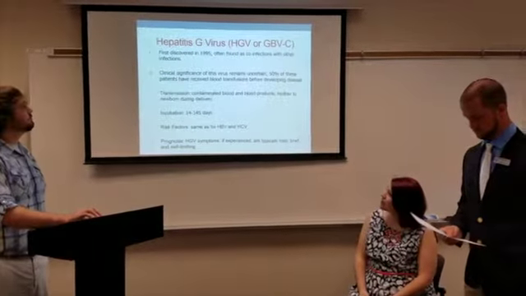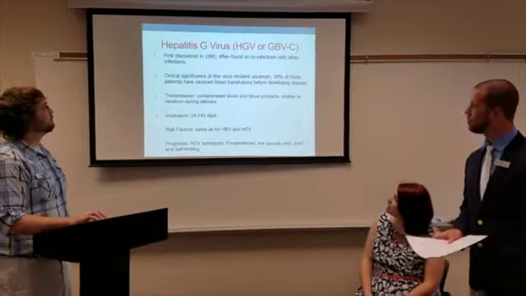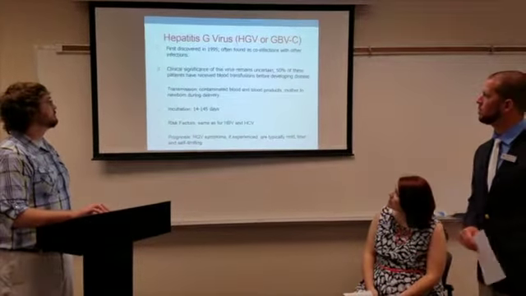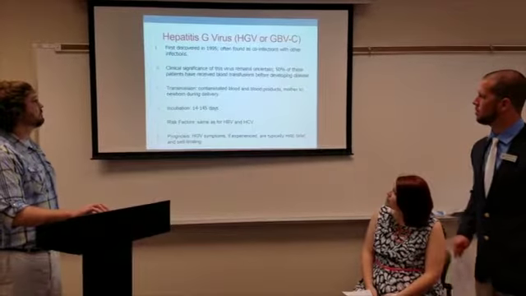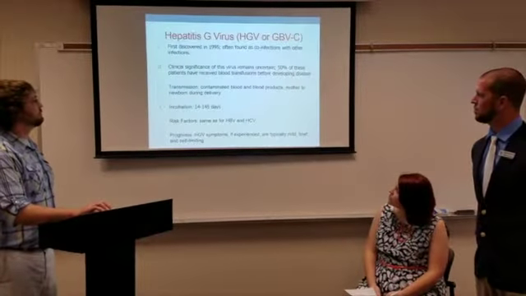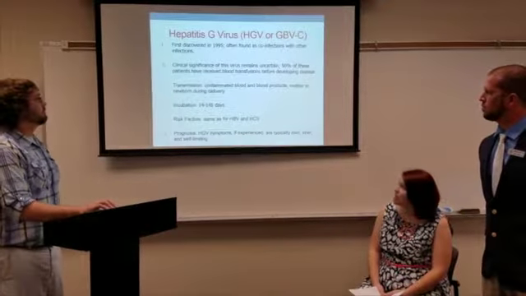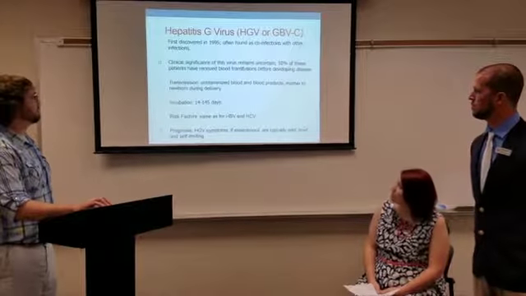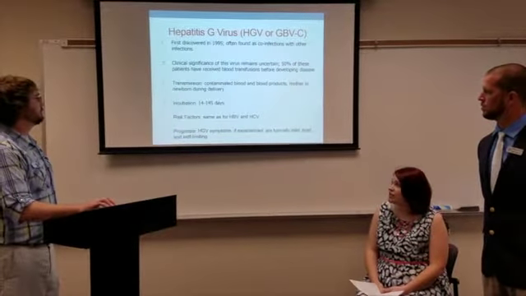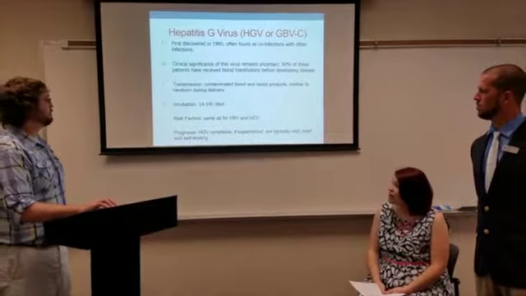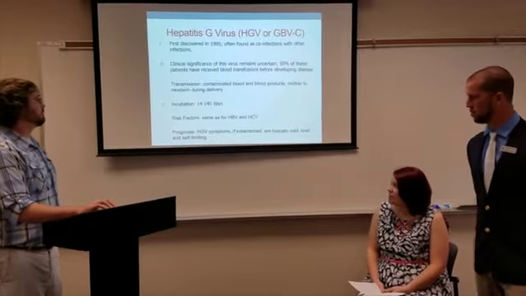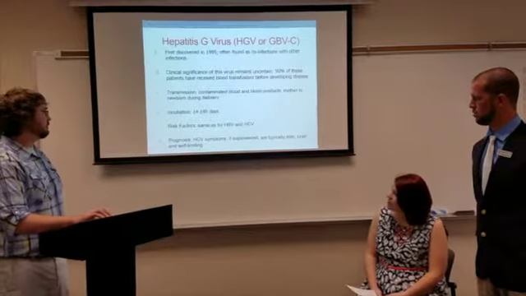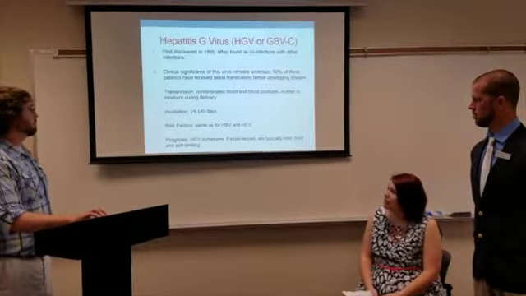Hepatitis G virus, first discovered in 1995, is often found as co-infections with other infections. Clinical significance of this virus remains uncertain. 50% of these patients have received blood transfusions before developing disease. Transmission: contaminated blood and blood products, and mother to newborn during delivery. Incubation is 14 to 145 days. Risk factors are the same as for hepatitis B and hepatitis C virus. Prognosis: hepatitis G virus symptoms, if experienced, are typically mild, brief, and self-limiting.